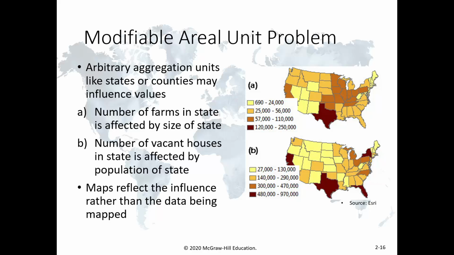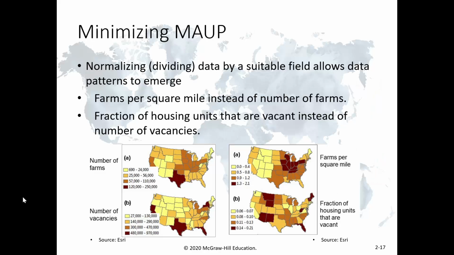So we have a few methods that we can use to try and reduce the effects of the modifiable area unit problem. One way to minimize this issue is to normalize, aka dividing the data by a suitable field, which allows specific data patterns to emerge. So by normalizing the data, we can divide each value by a specified variable, meaning that everything should be more equal and easier to compare.